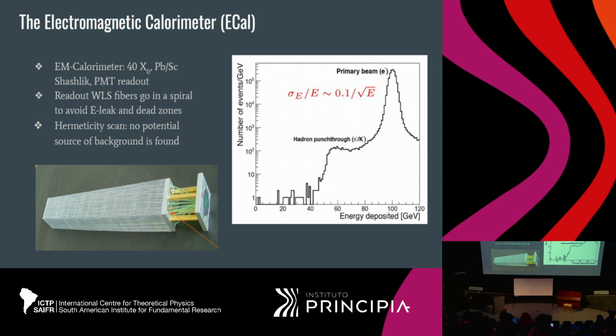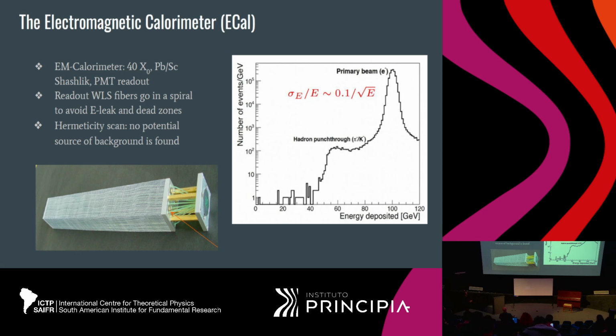The calorimeter of NA64 is composed of many of these modules. It's 6 by 5 of these modules. And the total length is 40 radiation lengths, which is enough to stop and contain any electromagnetic shower.